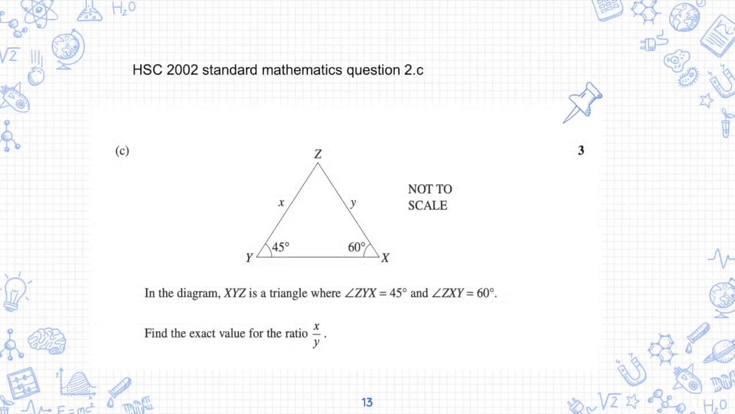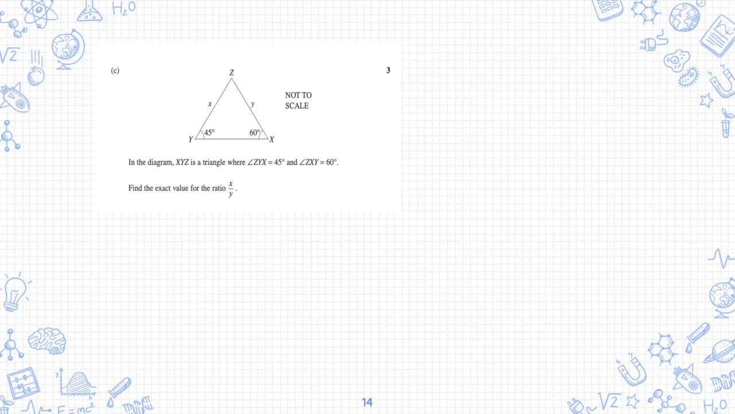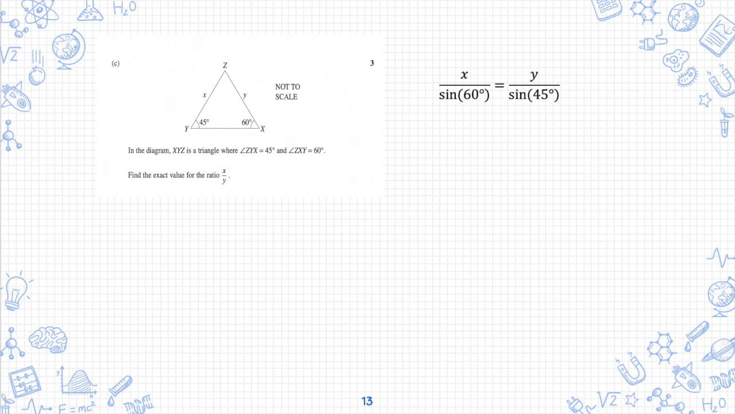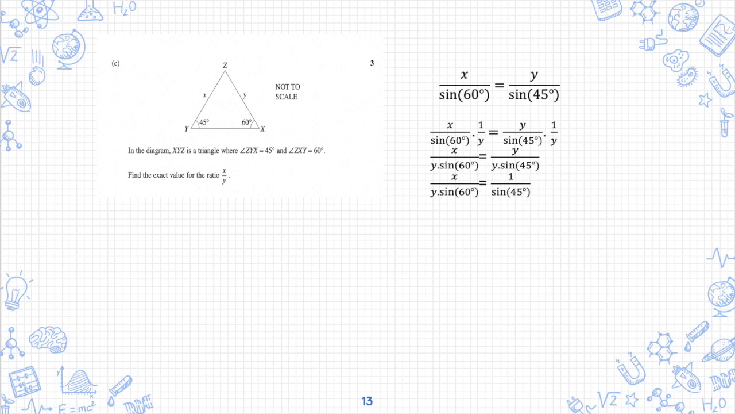Now for our last example for the day. The question asks to find the ratio between x and y, which we can find using the sine rule. Let's start by putting the sides and the angle into the sine rule formula. Because we want x over y, we multiply both sides by 1 over y. After we cancel out the y's, we get x over y times sine 60 degrees equals 1 over sine 45 degrees. If we move the sine 60 to the right hand side, we get x over y equals sine 60 degrees over sine 45 degrees.